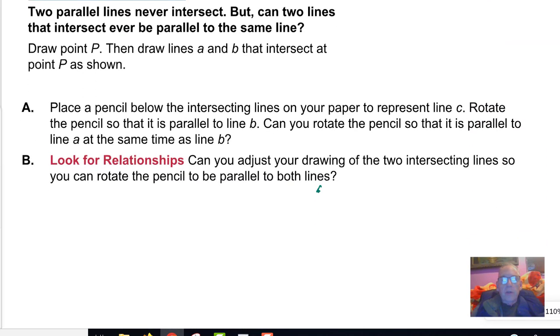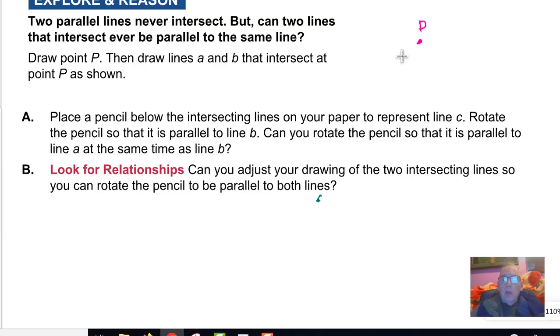So two parallel lines never intersect, but can two lines that intersect ever be parallel to the same line? Well, I don't think it can, but let's look and see. So here's an example. Draw point P. And then we're going to draw two lines that intersect at P. And they want us to call them line A and line B. Let's say we have a pencil represented by this blue highlighter here, and we put it down parallel to line A.